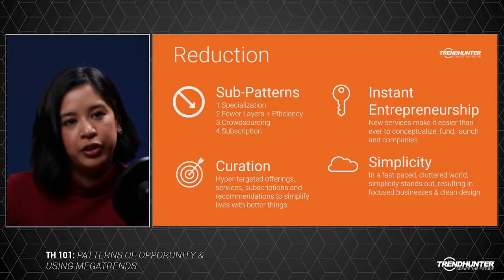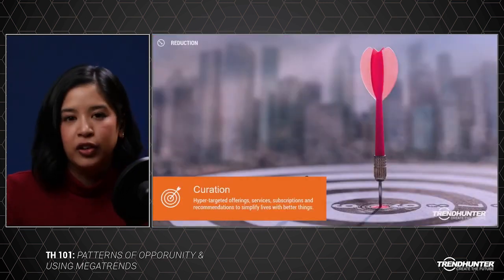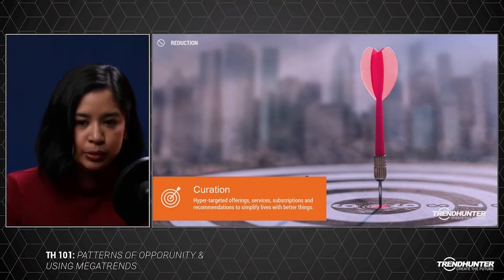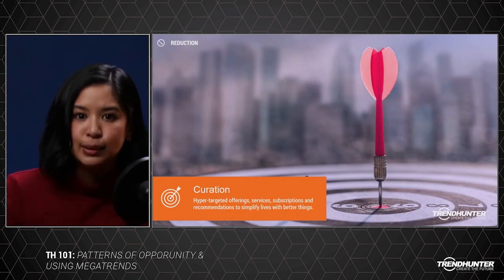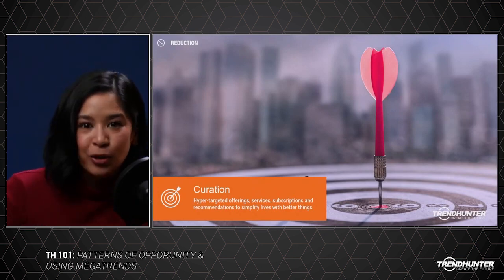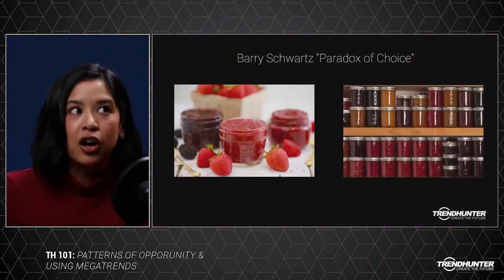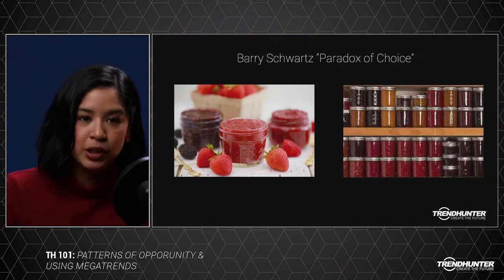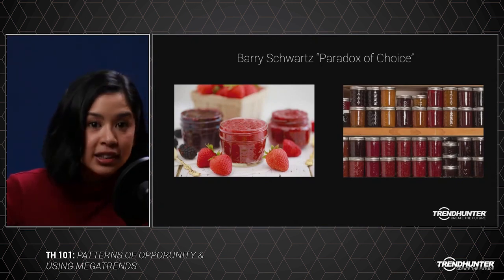All right, so our next megatrend under reduction is curation, a term I'm certain we've all heard before. It's the idea of hyper-targeted offerings, services, subscriptions, and recommendations because consumers want their lives to be simplified. They want to have better things, they want to have fewer things. Now, almost the godfather of this idea of curation is Barry Schwartz. Barry Schwartz is the author of The Paradox of Choice, which is also a TED Talk of the same name.